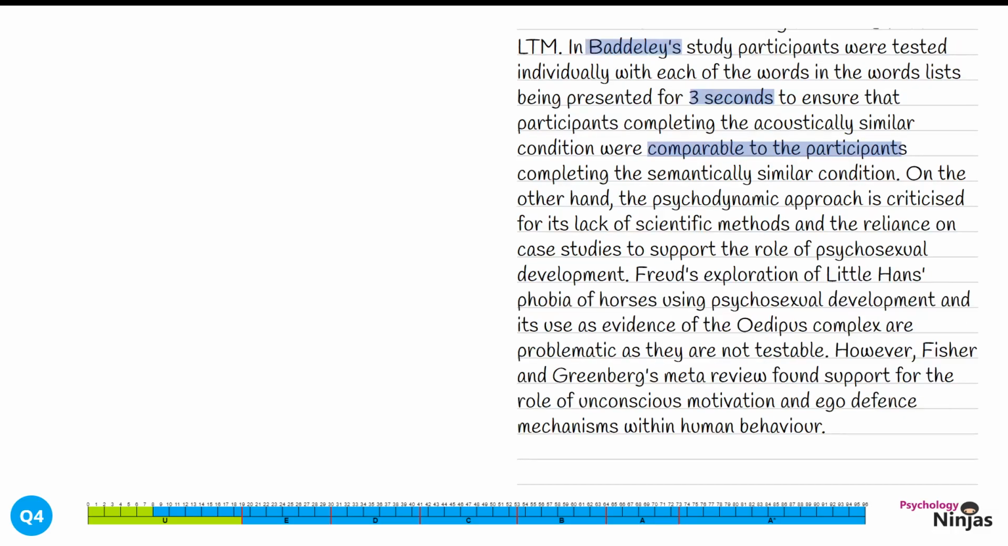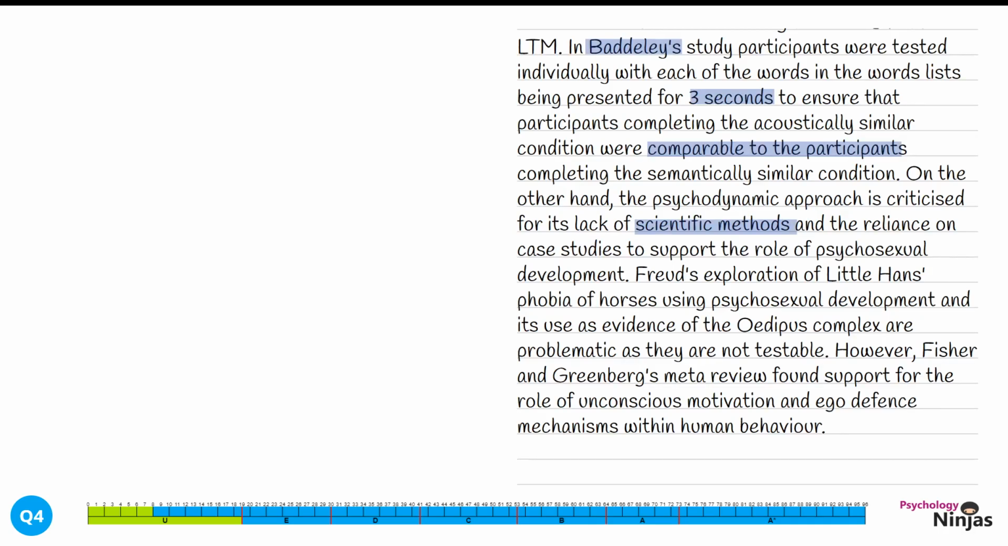Freud's exploration of little Hans's phobia of horses using psychosexual development, and its use as evidence of the Oedipus complex, are problematic as they are not testable. However, Fisher and Greenberg's meta-review found support for the role of unconscious motivation and ego defense mechanisms within human behavior. We've given a difference here by talking about the lack of scientific methods within the psychodynamic approach.